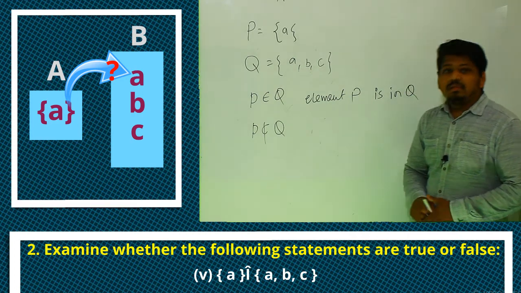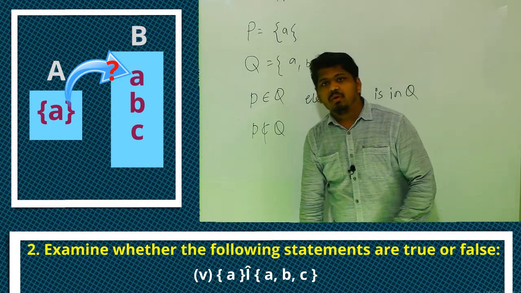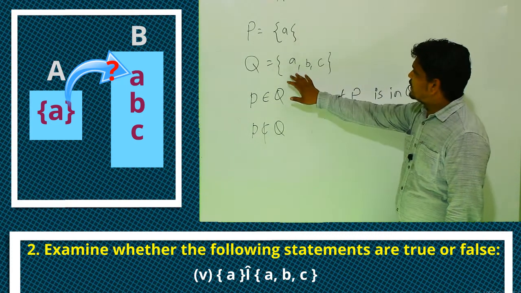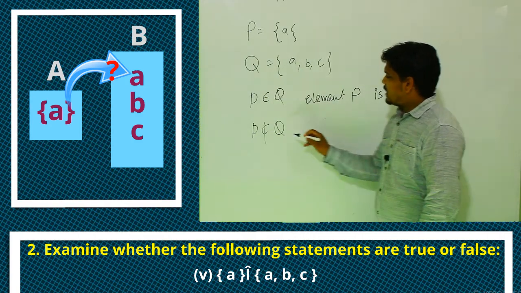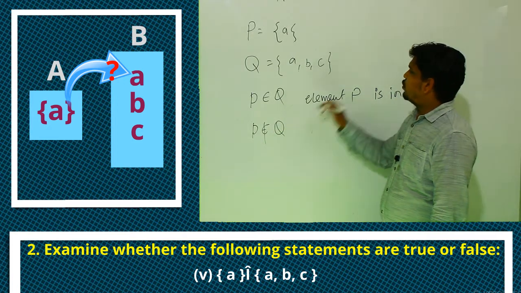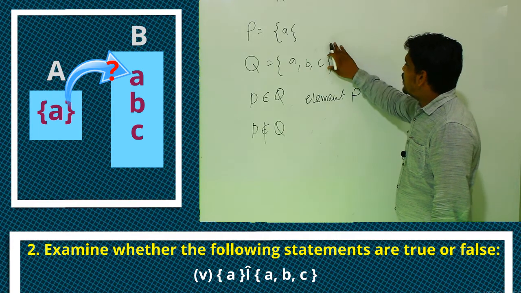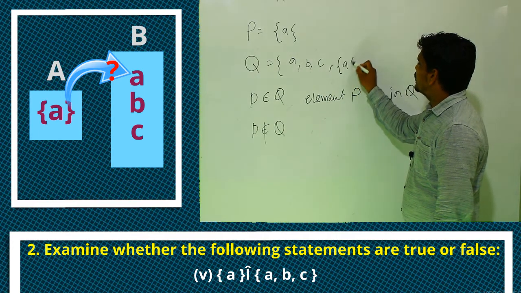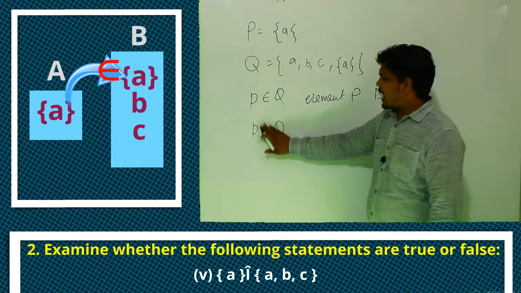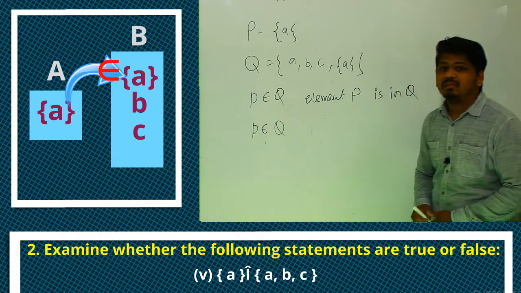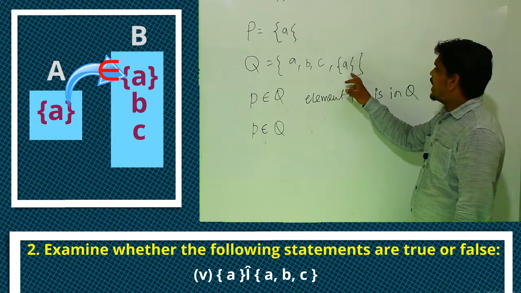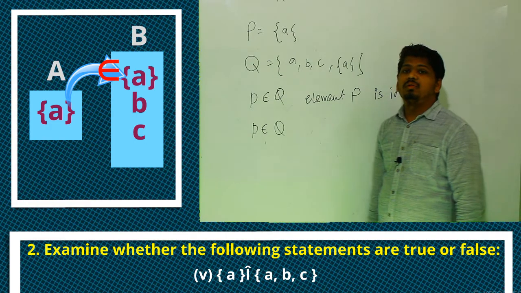Actually, a singleton set cannot belong to itself. Why is this so? Now check. We will check the belongs-to condition of P and Q. When will this happen? Let me add one more element in Q. It is nothing but singleton A. Now definitely you can tell here P belongs to Q. Therefore, I will write here P belongs to Q. Why is this so? Since I can see the singleton A in your Q, you will have the singleton A belongs to set Q.